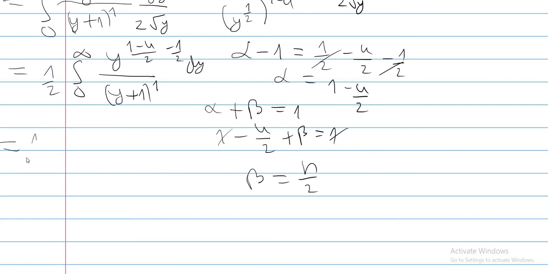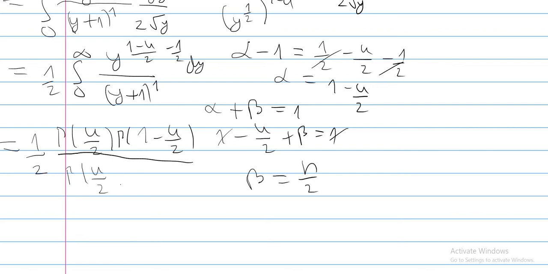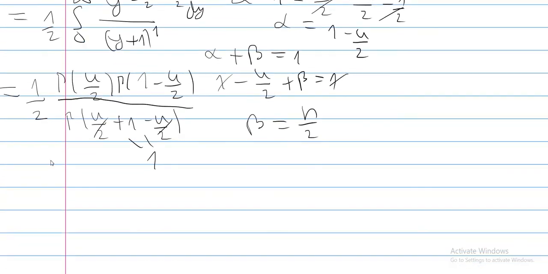So we get 1/2 here, gamma of n over 2, gamma of 1 minus n over 2, divided by gamma of n/2 plus 1 minus n/2, and this cancels out, and this is just 1. And so what do we get? Now we get gamma of n/2 times gamma of 1 minus n/2.